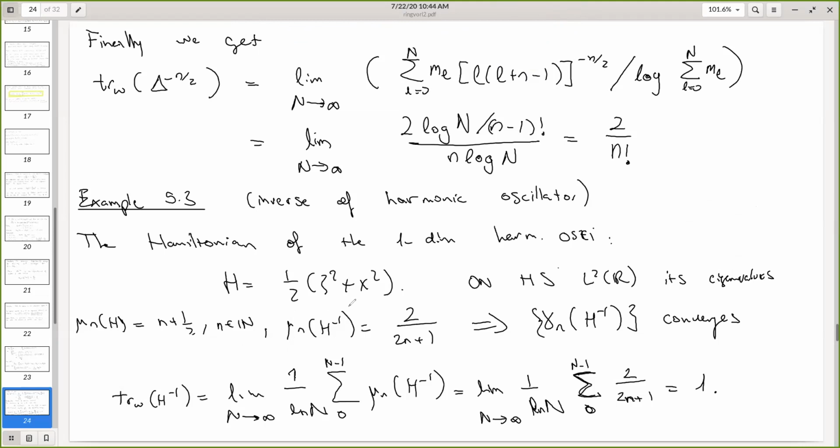So now we take mu n of the inverse of this Hamiltonian, and this is given as 2 divided by 2n plus 1. From that, it follows that this gamma n of H inverse converges. Basically we just plug this formula into the Dixmier trace: 1 over the logarithm of n, the sum of n equal to 0 to n minus 1 of mu of H inverse, which is 2 divided by 2n plus 1. Now you see that if you take the limit for n goes to infinity, this goes to 1. So the trace is also defined for that operator, which is very nice actually.